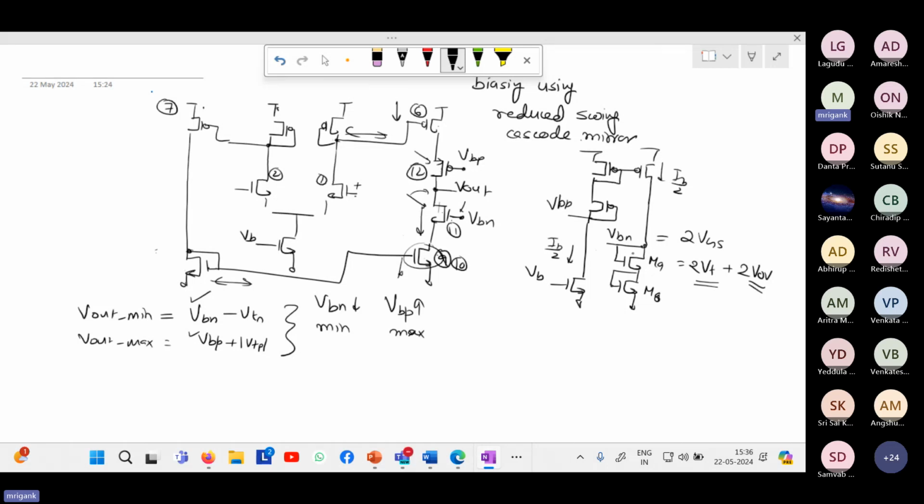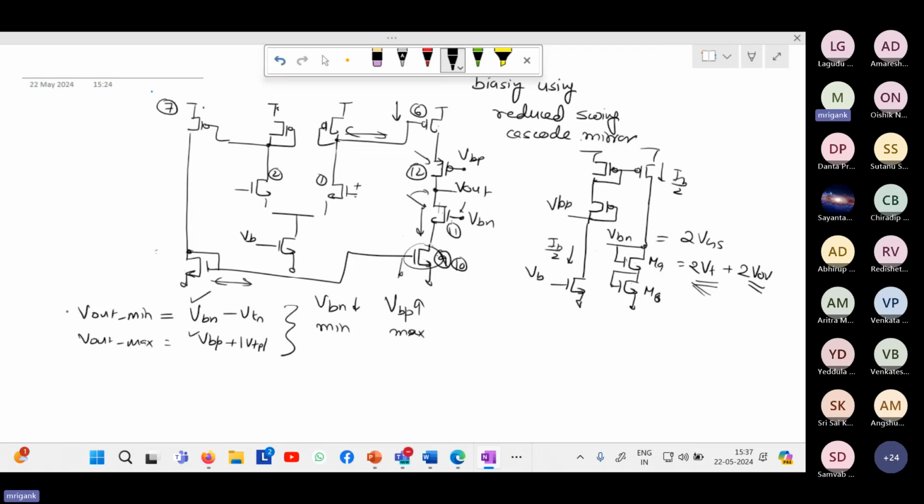You also correspondingly increase the W by L of M9 and M8. That will reduce the overdrive voltage, and then you are left with the 2VT. So effectively, if you are left with 2VT, then what is the Vout min that you will get? The Vout min will approximately become equal to 2VT minus VT.